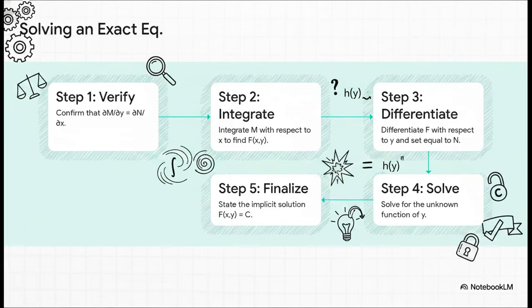So once you've confirmed it's exact, you just follow this 5-step procedure. Step 1, you verify. Step 2, you integrate M with respect to x. And here's the key, you have to remember to add an unknown function of y, we'll call it h of y. Why? Because any function of just y would disappear when you take a partial derivative with respect to x. Step 3 is the really clever part. You differentiate that result with respect to y and set it equal to N. This is what lets you find h prime of y, which you solve for in step 4. And finally, you state your implicit solution F(x,y) equals C. And please, whatever you do, do not forget that constant C.